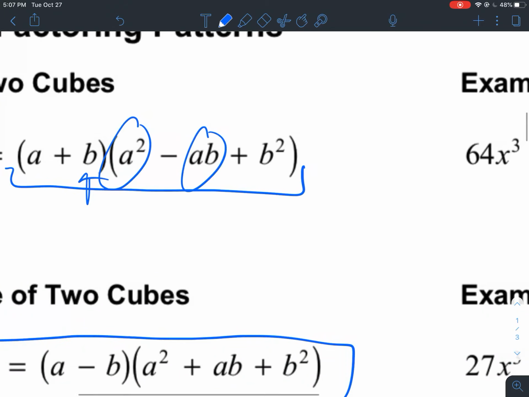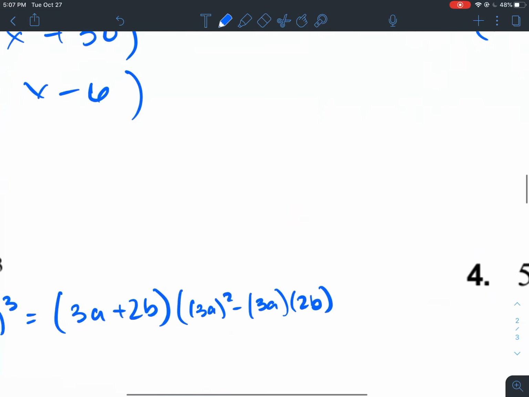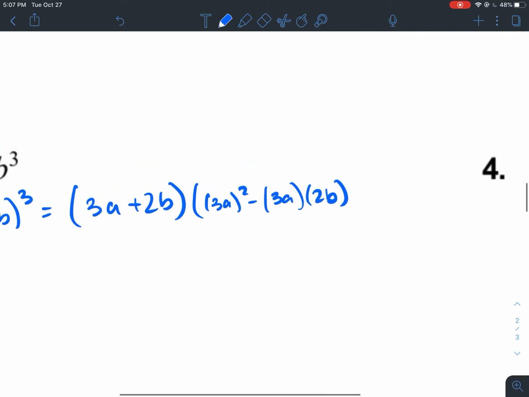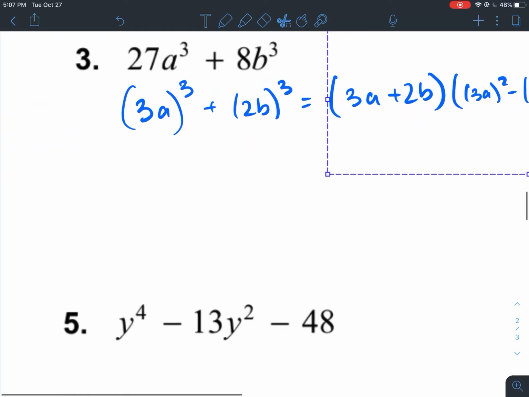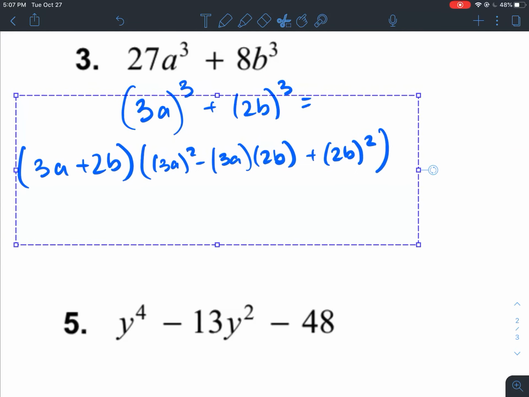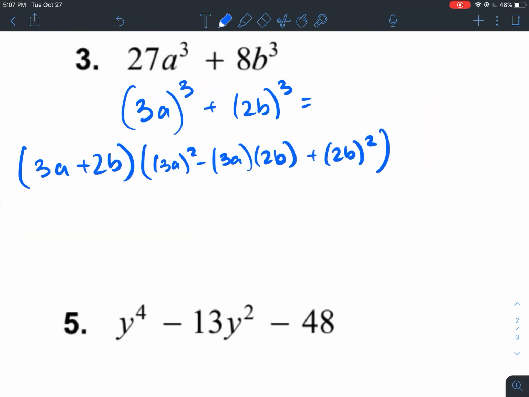So minus ab and then plus b squared. In this case, b is 2b, so then plus 2b squared. And I'm actually going to move this down over here. Okay, so I have my factor 3a plus 2b.